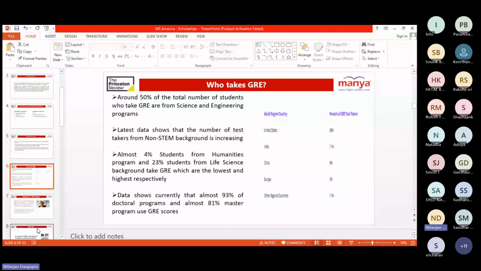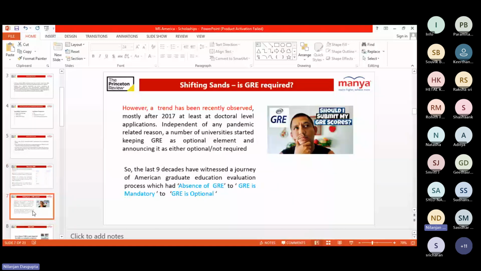Now, shifting gears, is GRE required is of course the question of the day. For many students, if GRE is required, yes it is required. Even for those universities which have kept it optional, it is good, because you can send your GRE score if it is a good score. Whether it is a good or bad score for that particular university, you can consult with your admission advisor to find out.